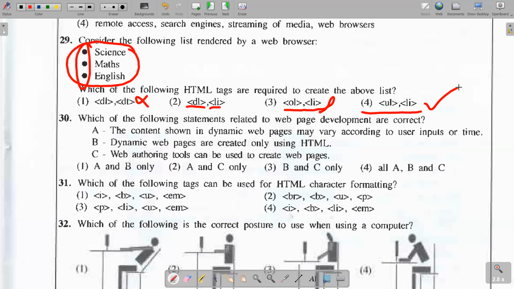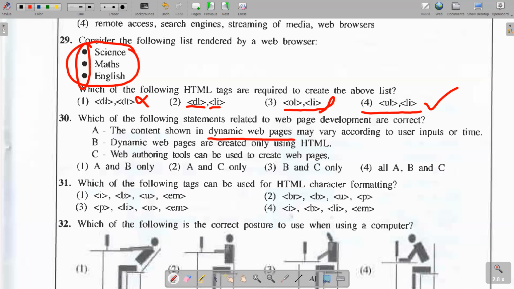30th. Which of the following statements related to web page development are correct? The content shown in dynamic web pages may vary according to the user inputs or time. Yeah, that is why it is called dynamic, right? A dynamic web page means a web page which changes its content. Think about a social media web page. It changes due to the user inputs, right? So those are called dynamic inputs.